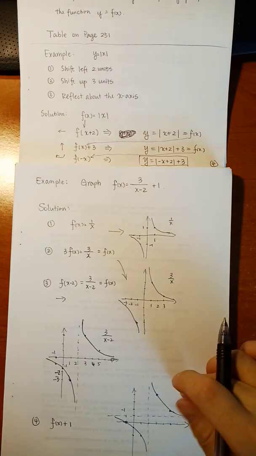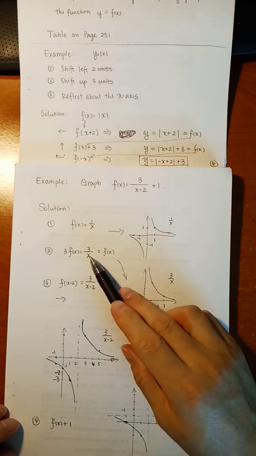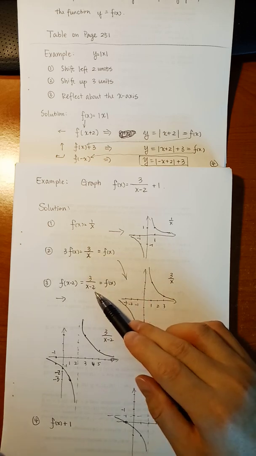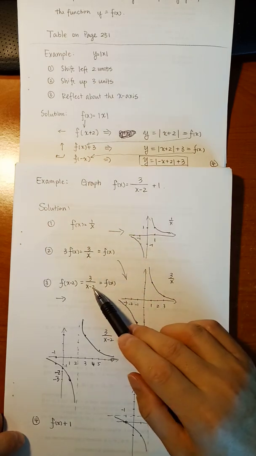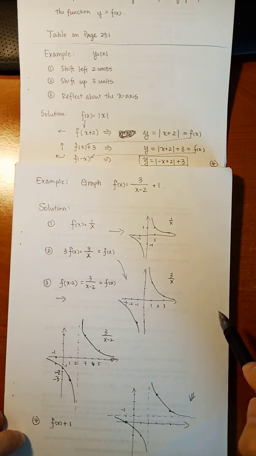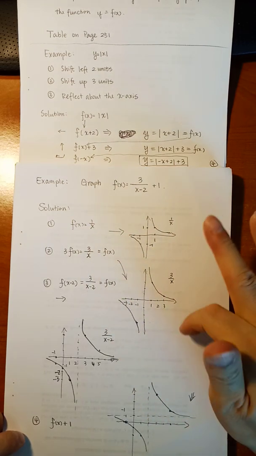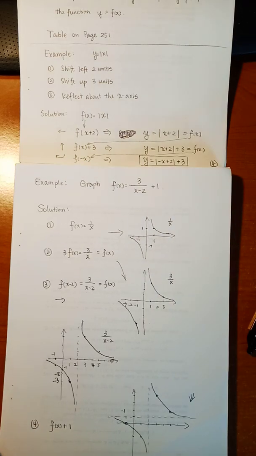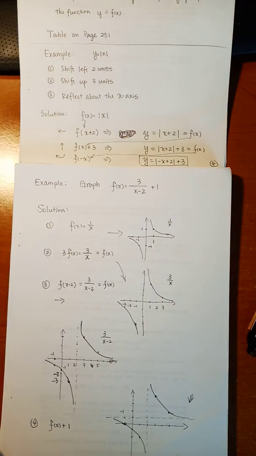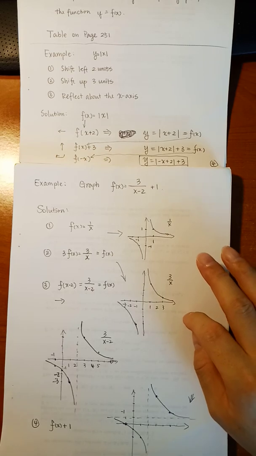In this process, we chose to multiply the function by 3 first, which is a vertical stretch, and then we shifted horizontally to the right 2 units second. It doesn't matter. You can change the order.